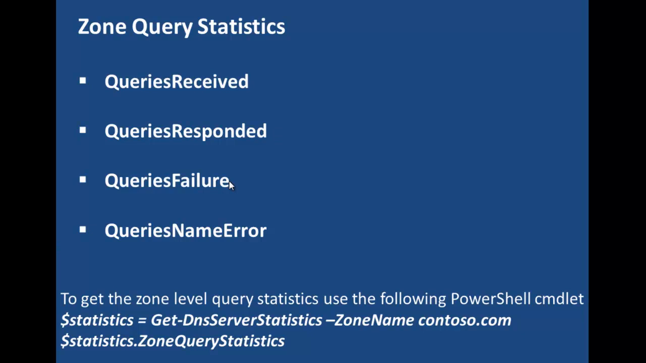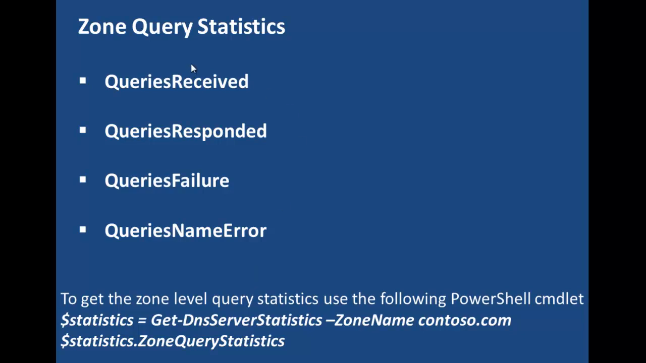Then we have queries failure, and this is the number of queries that were not responded to successfully. And this results in a DNS failure. So you can query the statistics to see how many failed responses you got, how many successful responses you got. And queries name error, this is another option here. And this is the number of queries responded with an empty domain response. Cannot find the domain.